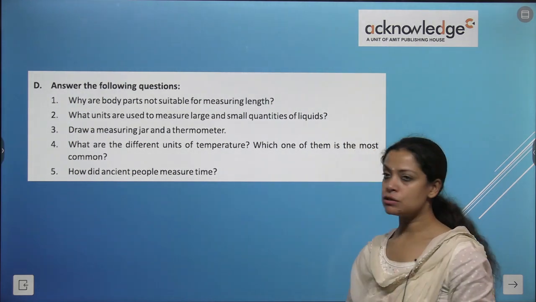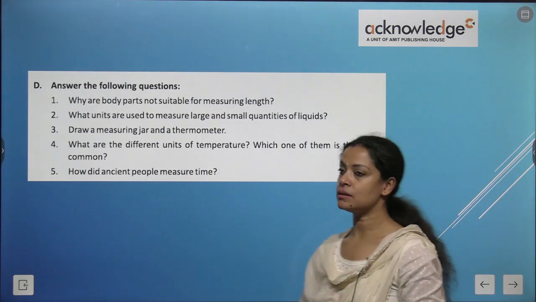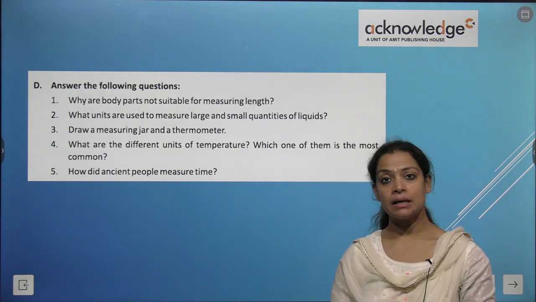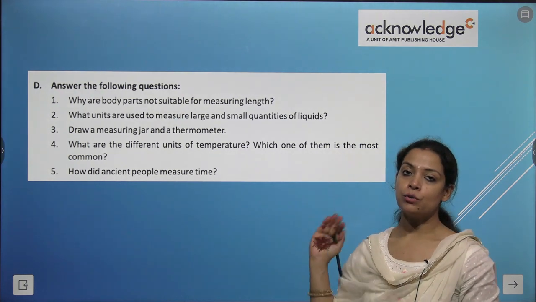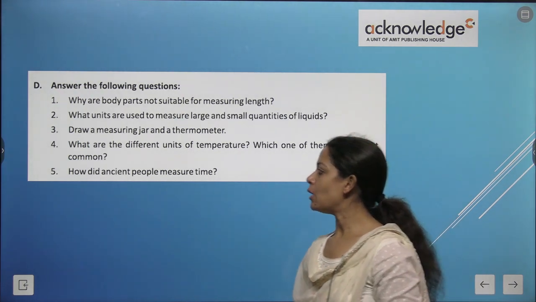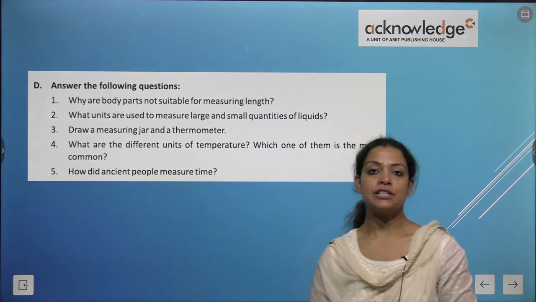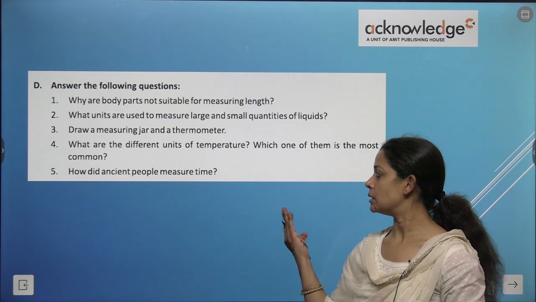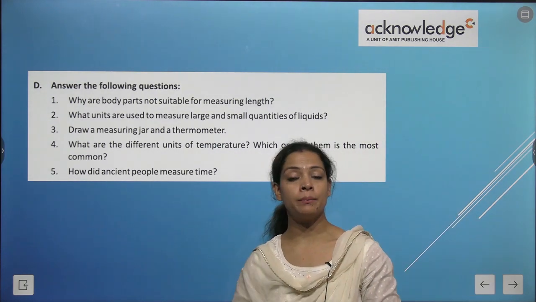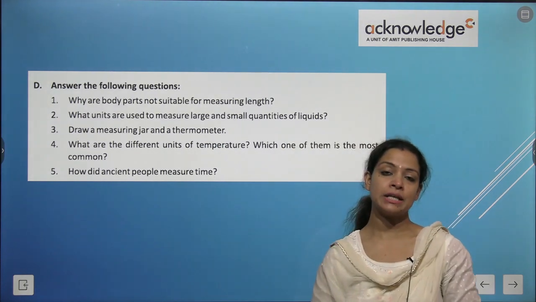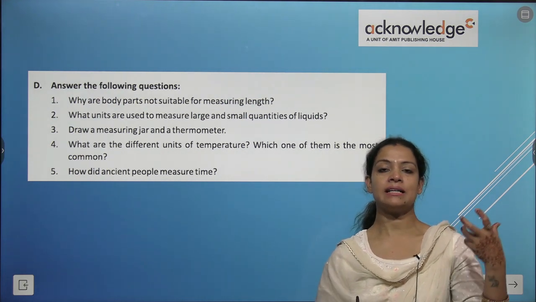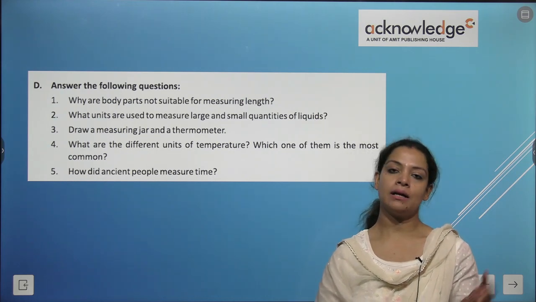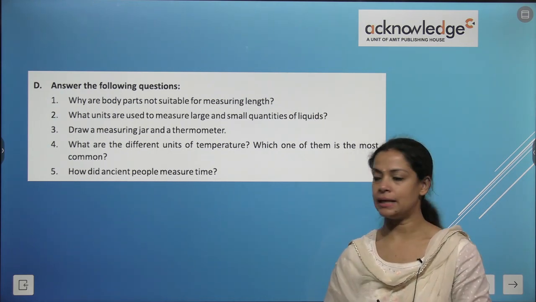What are the different units of temperature and which one of them is the most common? So different units of temperature are degree Celsius, degree Fahrenheit and Kelvin. So the most common is degree Celsius. How did ancient people measure time? So ancient people, for their measurement of time, they used to check the natural activities like sunset, sunrise and the locations and positions of moon around the year or around the daytime.